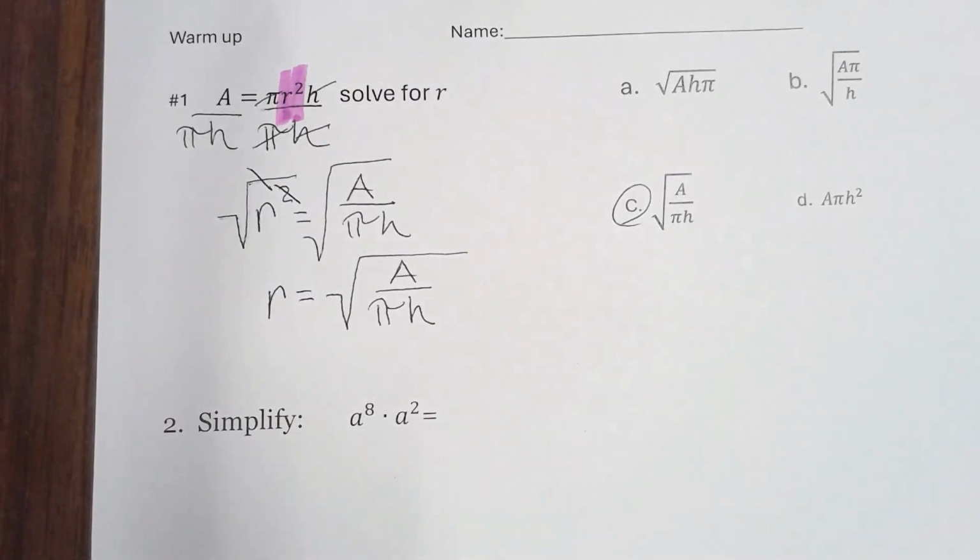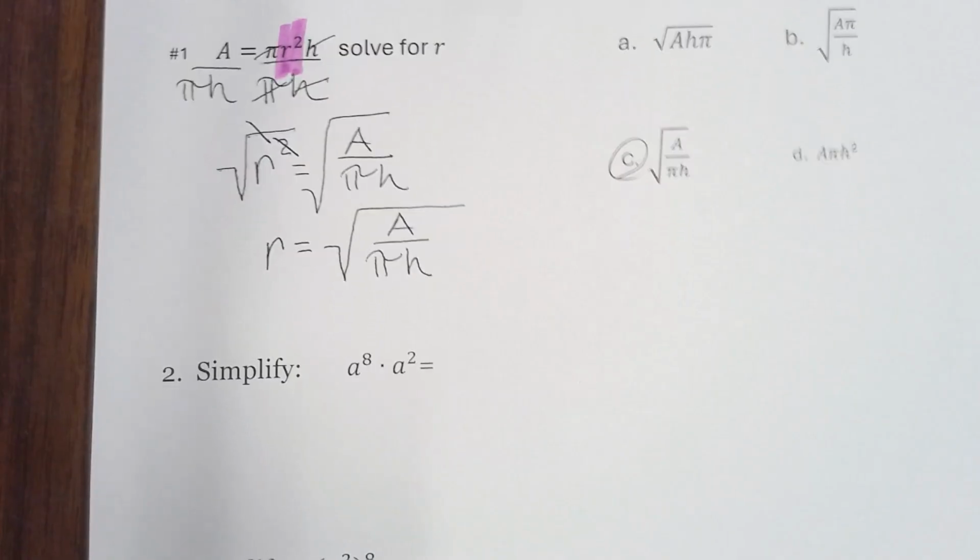How did we do? How many people got that right? Okay, good. Good. We okay? All right. 2 and 3. Again, pulling this from yesterday.